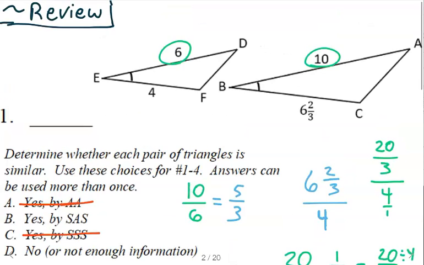So since the ratio of this over this is equal to the ratio of this over this, those sides are proportional. And we have the included angle, and so we can say that these are similar by side angle side.